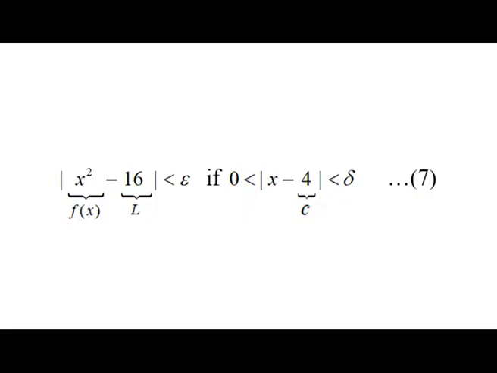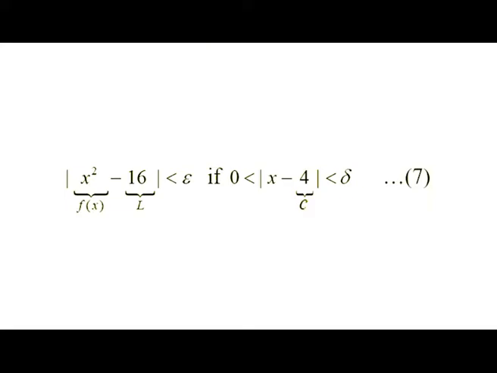This is because when 0 < δ₁ < δ, it is true that 0 < |x − c| < δ₁ implies 0 < |x − c| < δ. With the idea that δ is not unique, let us prove that the limit of x² as x approaches 4 is 16. Let ε > 0 be given. We must find δ > 0 such that |x² − 16| < ε if 0 < |x − 4| < δ.